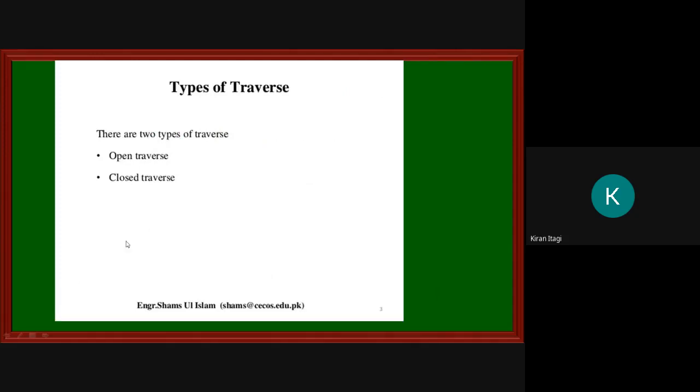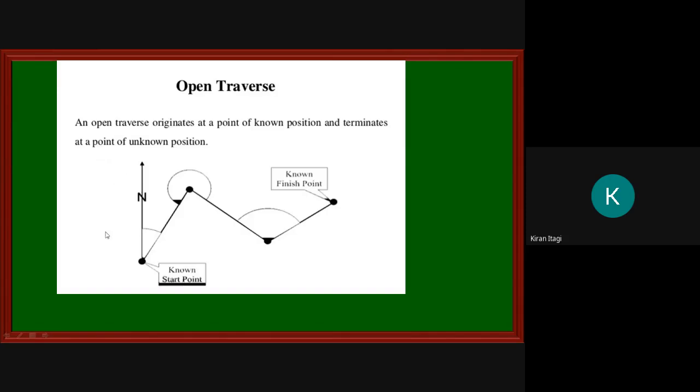We have two types of traverse. Initially, I said one is open traverse and another one is closed traverse. Here you can see this is an open traverse. An open traverse originates at a point of known position and terminates at a point of unknown position, meaning the starting point and the end point are not the same. Therefore, this is an open traverse.